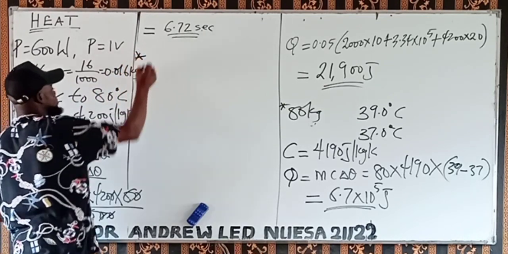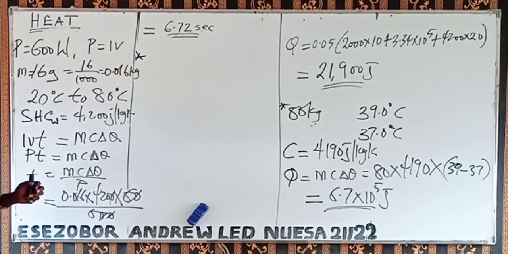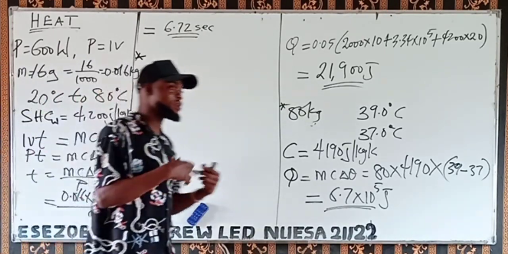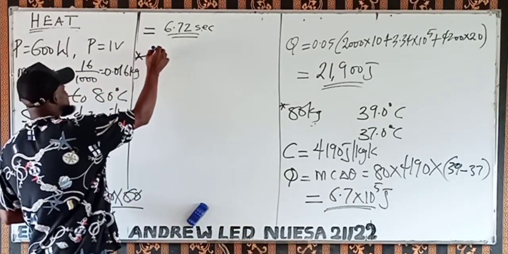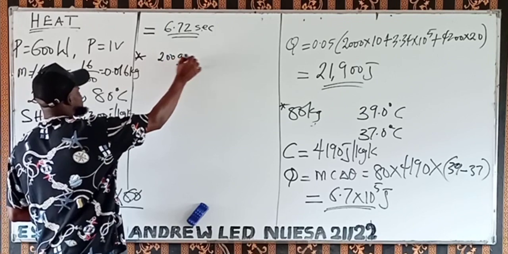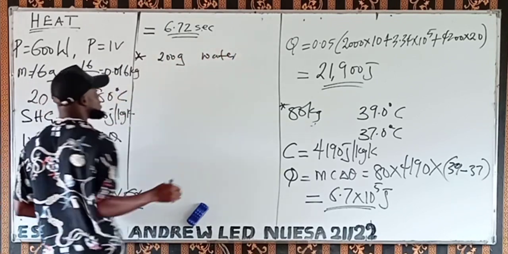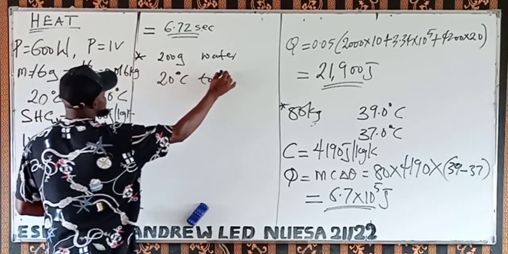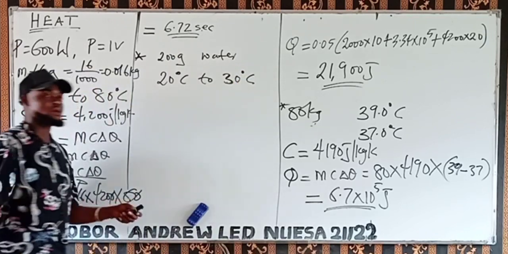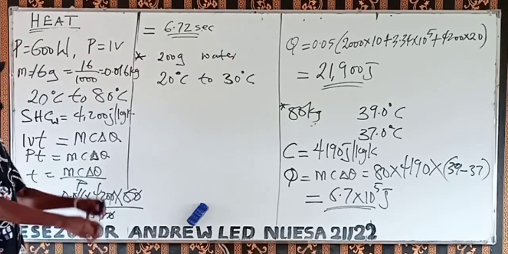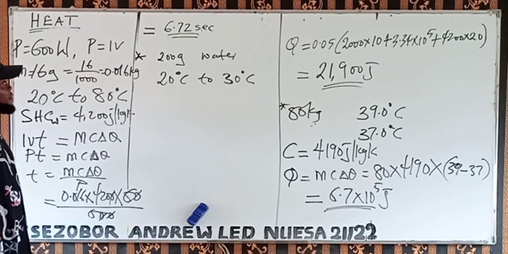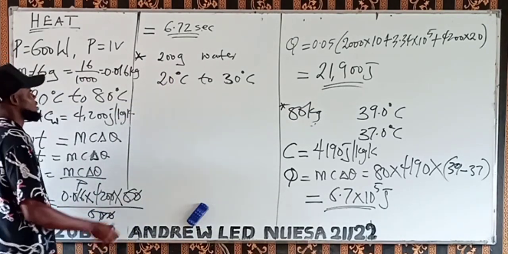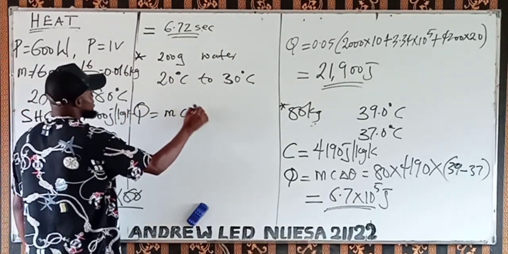Now, let's look at another question. Obtain the quantity of heat required to raise the temperature of 200 grams of water from 20 degrees Celsius to 30 degrees Celsius. So the quantity of heat will be mc change theta.